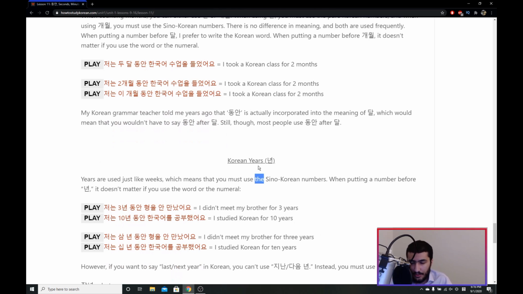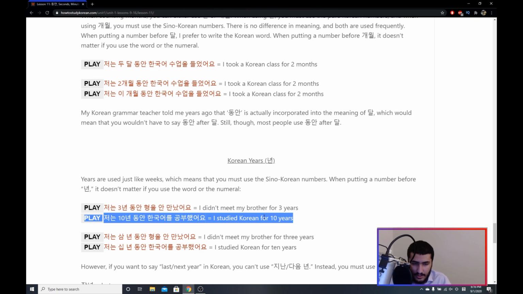All right, Korean years, 년. Years are used just like weeks, which means that you can use the Sino-Korean numbers. Nothing to worry about. When putting a number before 년, it doesn't matter if you use the number or the numeral. You can say 3년 동안. You can write it out. You can just put the number. 형을 안 만났어요. I didn't meet my brother for 3 years.